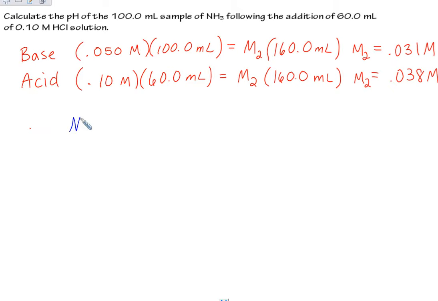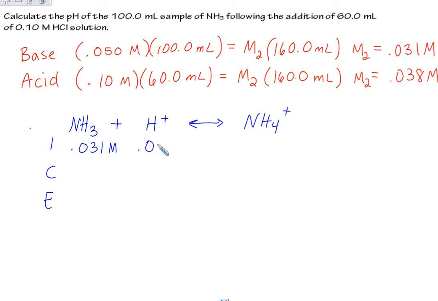All right, so let's do our ice table here. We had the ammonia reacting with the hydrogen, forming the ammonium ion, NH4 plus 1. ICE. My original ammonia, my base, is 0.031. My acid is 0.038. And originally I don't have any ammonium. Oh, I can tell you're smiling right now. You like this one. We're going to react these as completely as possible.